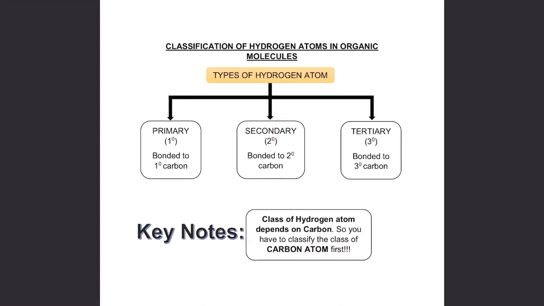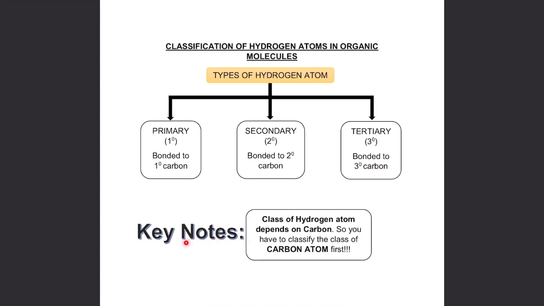So, untuk kes hydrogen, dia bergantung kepada class of carbon. For example, untuk primary, dia akan jadi primary hydrogen apabila dia bonded to primary carbon. Kalau secondary, secondary hydrogen will be when it's bonded to secondary carbon. And also tertiary hydrogen will be when it's bonded to tertiary carbon.